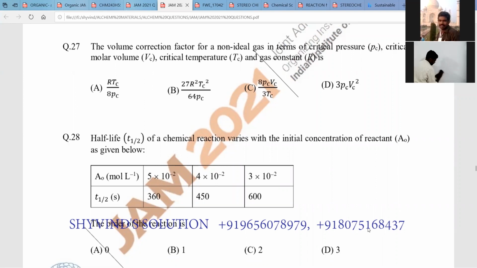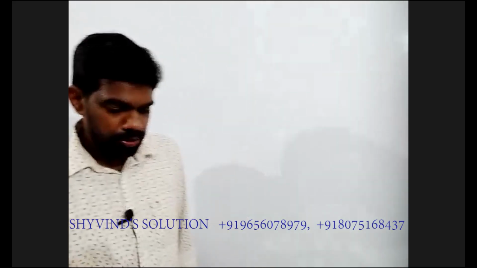The volume correction factor for a non-ideal gas in terms of critical pressure, critical molar volume, and critical temperature, and the gas constant R is. So that is the question. Let's see how to do this. This is also not that difficult a question. So let's see how to do this.